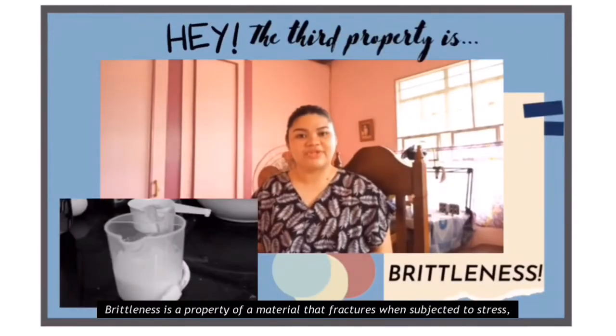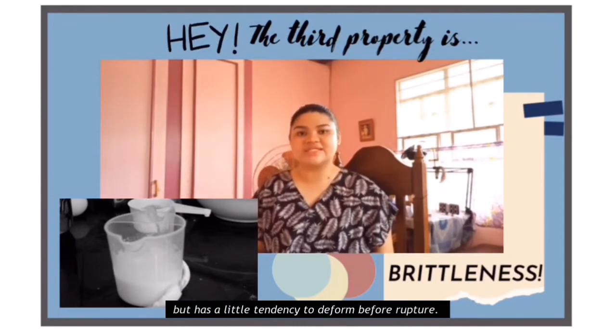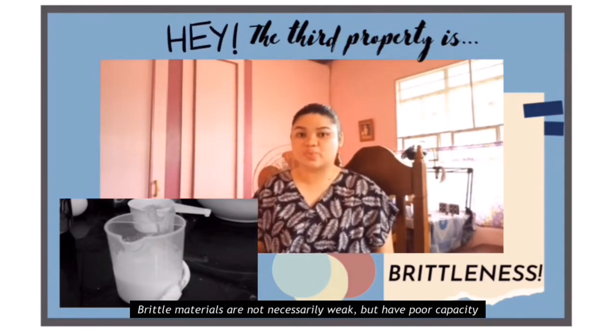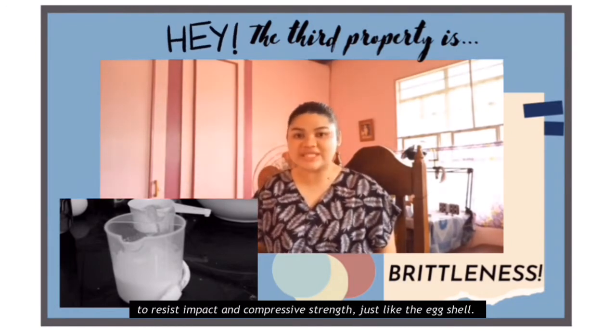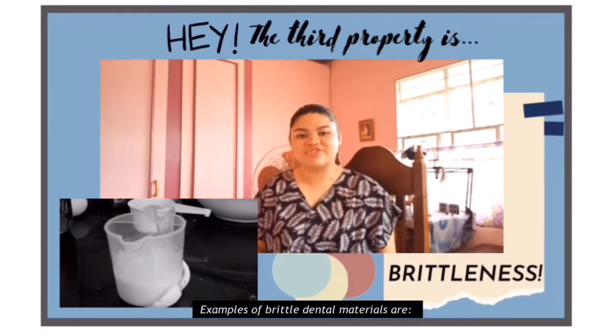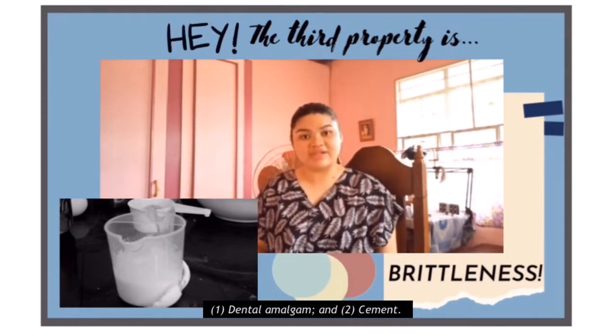Brittleness is the property of a material that fractures when subjected to stress, but has little tendency to deform before a rupture. Brittle materials are not necessarily weak, but have a poor capacity to resist impact and compressive strength, just like the eggshell. Examples of brittle dental materials are dental amalgam and cement.